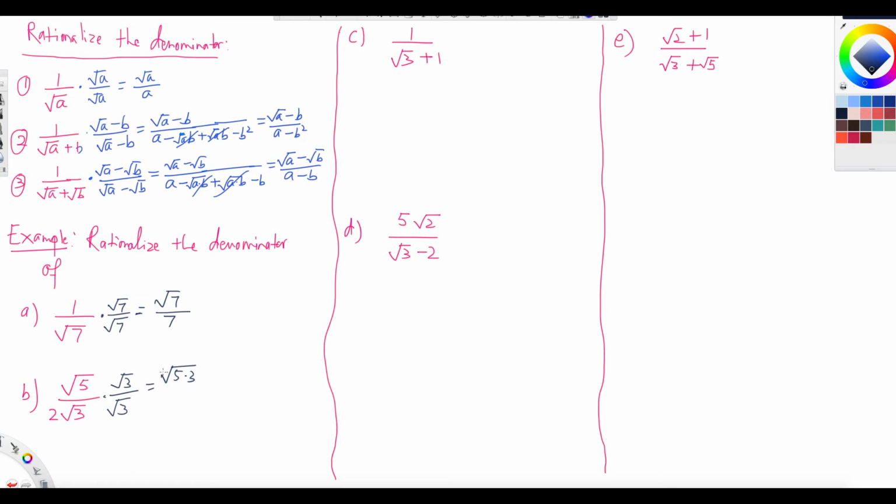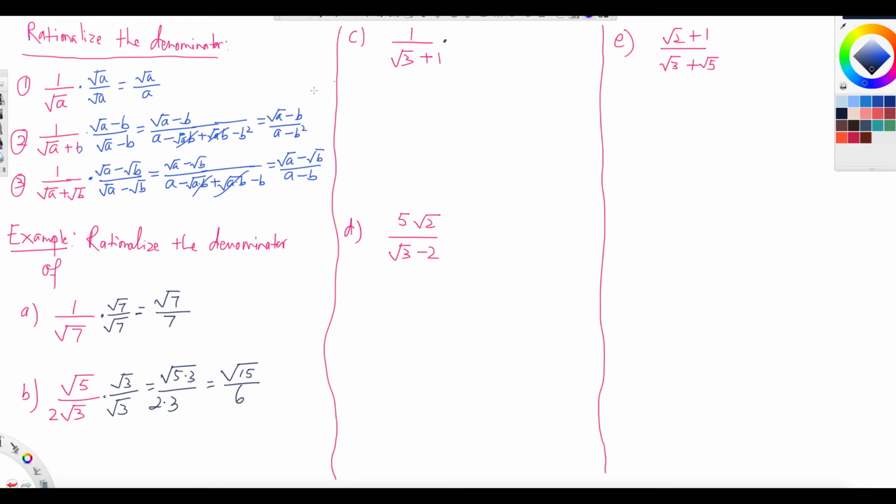See, there is a product. You can write a single root and then write 5 times 3. So this will be 2 times root 3 times root 3, which is just 3. So what you get is root under 15, because 5 times 3 is 15, over 6. See, the denominator is free from root. So this is how you rationalize the denominator if the denominator has only one term with root.